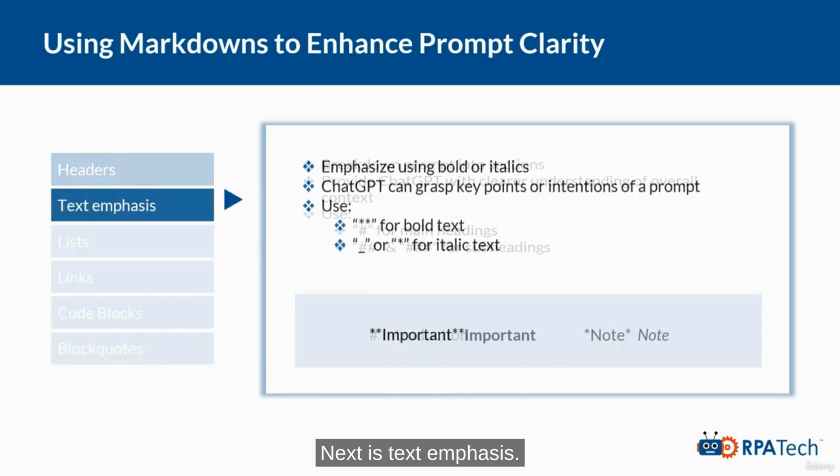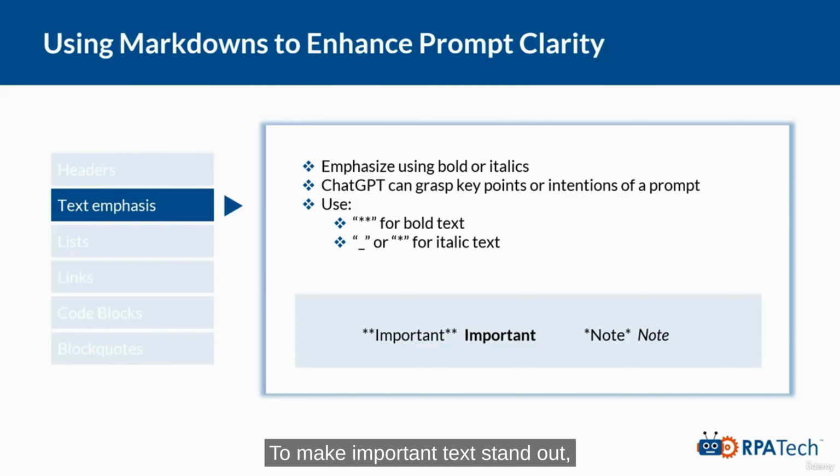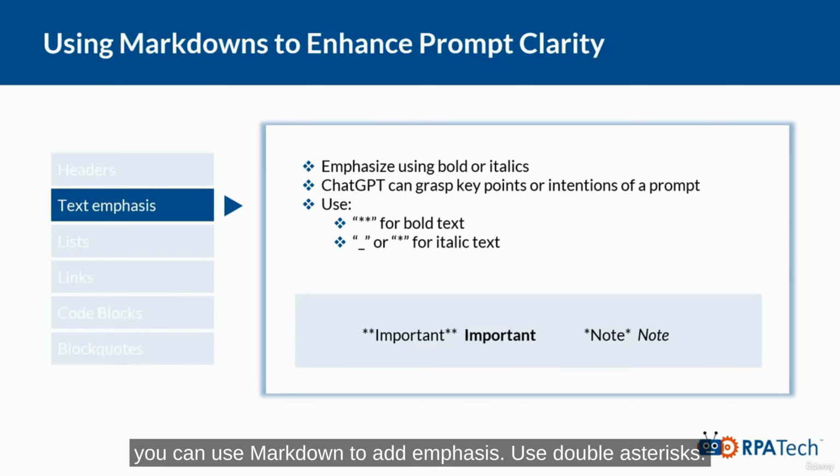Next is text emphasis. Markdown allows for text emphasis using bold or italic formatting. By highlighting important keywords or phrases, ChatGPT can better grasp the key points or intentions of the prompts. To make important text stand out, you can use Markdown to add emphasis. Use double asterisks for bold text and single underscore or asterisk for italic text. For instance, important will appear bold while note will appear italic.